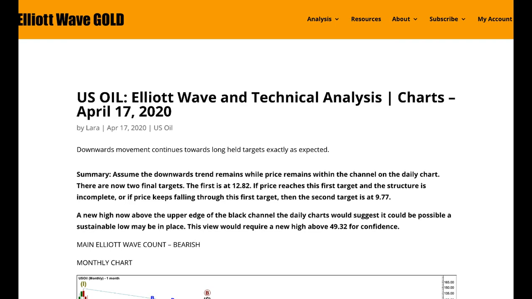Price remains within that channel and exactly as expected, it just keeps on going down. I still have two targets. The first target is 12.82. If price gets there and the structure is incomplete or it just keeps on falling, then I'll use the second target, which is at 9.77.